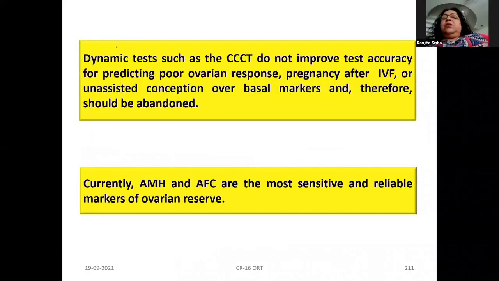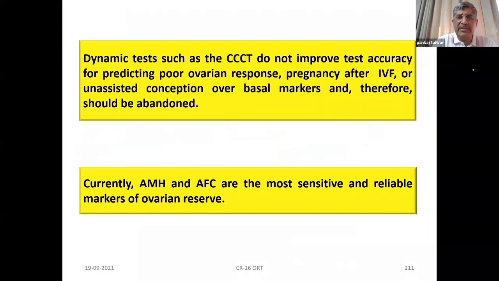Yes. Some people carry out dynamic testing with the clomiphene challenge test. Look, things like the clomiphene challenge test are not to be done. They are not to be advised. In the clomiphene challenge test, we are normally looking at the values of FSH on day two, and then on day nine, after we give clomiphene.